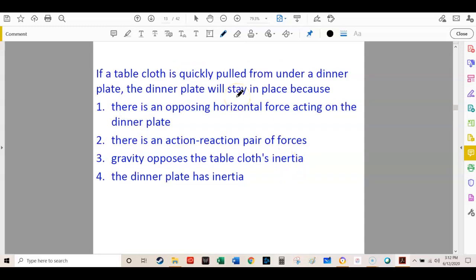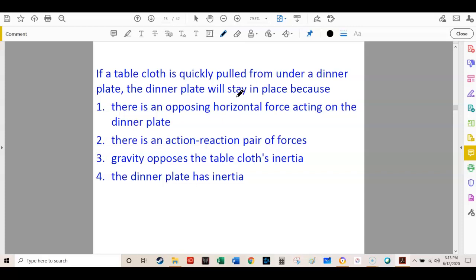So let's do some problems and see if you can properly apply that concept of inertia to these different situations. Go ahead and let's do this problem. If you have a tablecloth that is quickly pulled from under a dinner table plate, the dinner table plate will stay in place, right? So you have a nice slick cloth, and a dinner table plate that's smooth on the bottom, so there's no friction or anything working on it. And you walk up and yank it, you'll notice it stays in place. Well, why does it do that?